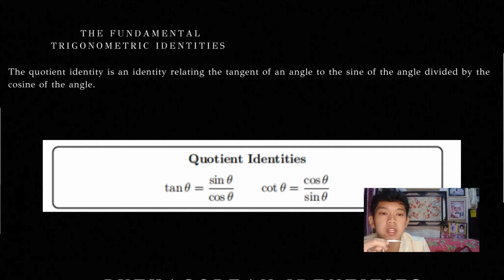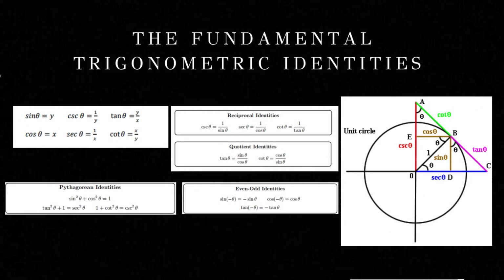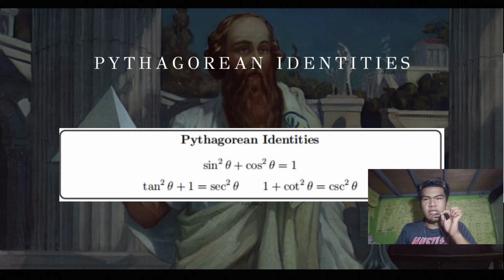The quotient identity is an identity relating the tangent of an angle to the sine of the angle divided by the cosine of the angle. This is basically a simple substitution on the values of the circular functions. We know that tan is equal to y over x. If we substitute, it's just going to be sine over cosine because y is equal to sine and x is equal to cosine. And the same goes for the cotangent. So that will be all for the first set of identities.